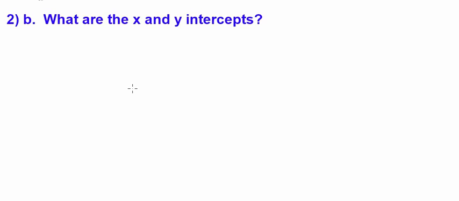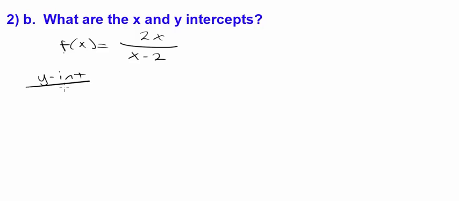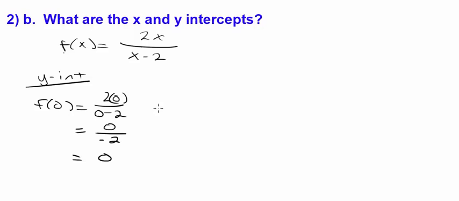With 2b, we're going to use the same function and find the x and y intercepts. So the function, if you recall, is f of x is equal to 2x over x minus 2. All right, just like we did before, to find the y-intercept, you must substitute 0 for x and solve. So it'll be f of 0 is equal to 2 times 0 over 0 minus 2. This will produce 0 in your numerator and negative 2 in your denominator, which equals 0. So your y-intercept happens to be (0, 0).